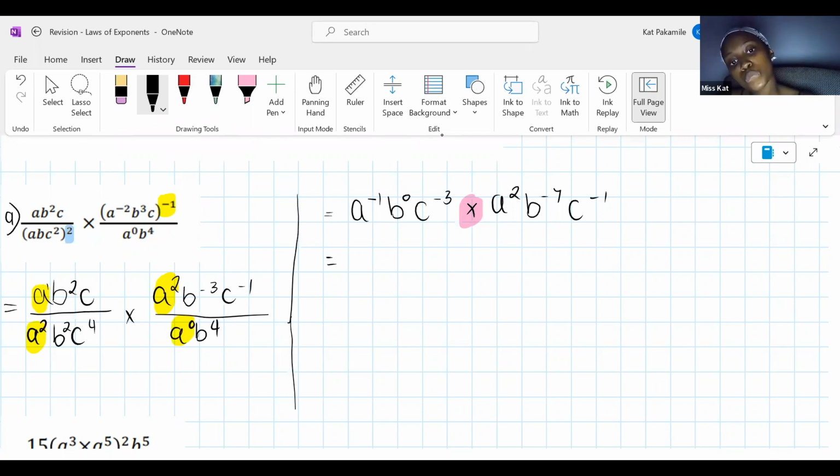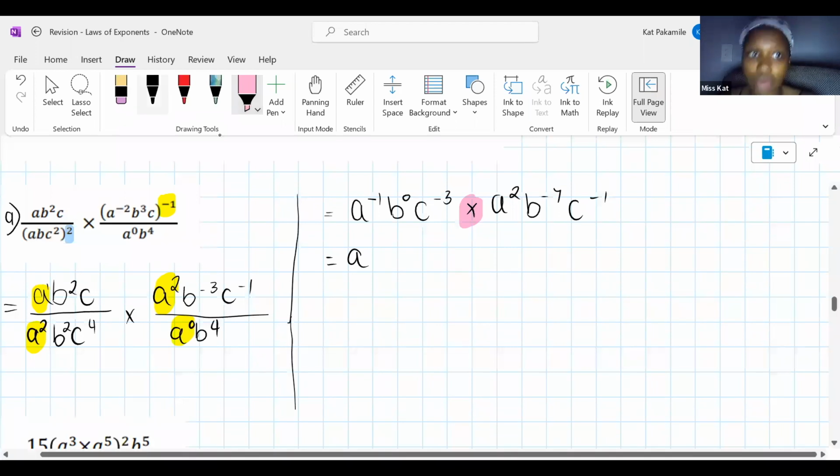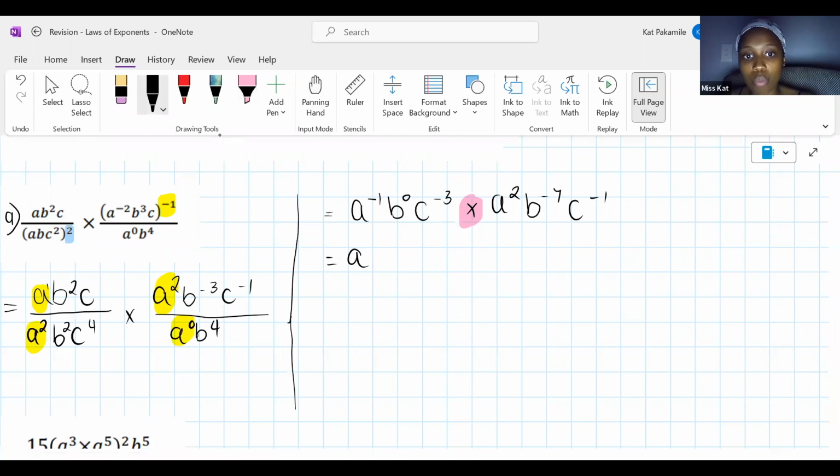You just say a to the power of negative 1 times a to the power of 2, which is a to the power of negative 2. Remember, when you multiply and you have the same base, what do you do to the exponents? You add them. So it's going to be a to the power of 1.